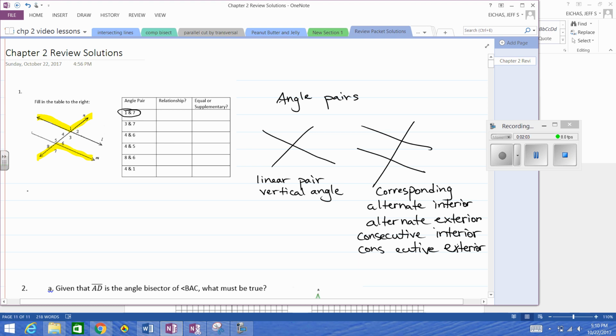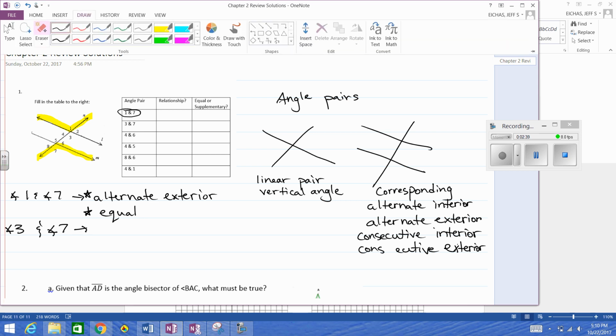So for 1 and 7, it should say angle 1 and angle 7. We're going to pick alternate exterior angles. That's the relationship. And then equal or supplementary: in that case, if the lines are parallel, those are going to be equal. Okay, we'll go with angle 3 and angle 7.